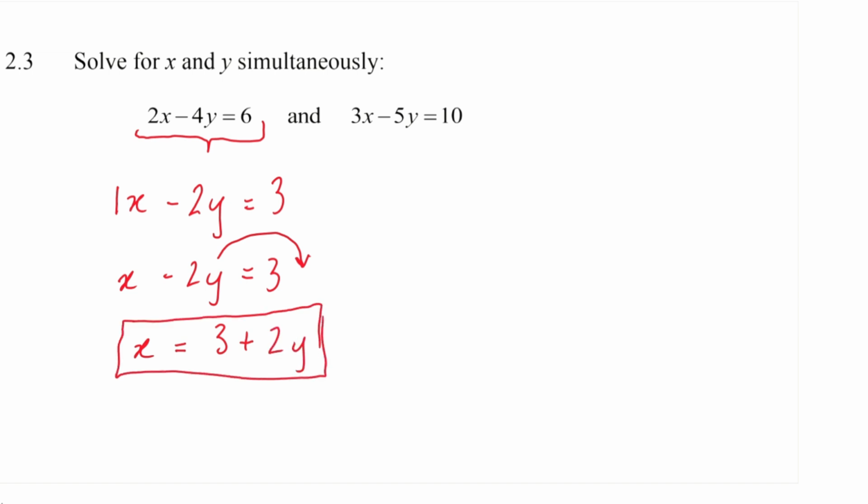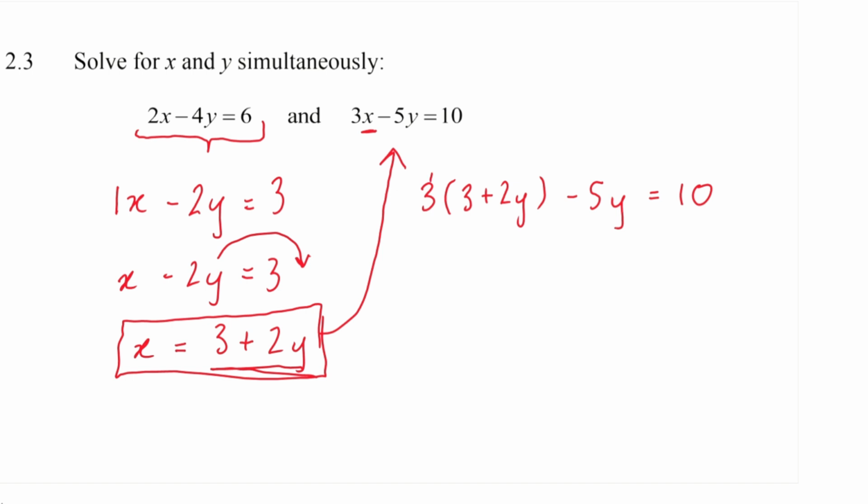Perfect. Now that we've left a variable alone, we can substitute it in the equation that we did not use. So wherever we see x, we substitute the equation 3 plus 2y. So that equation becomes 3 into 3 plus 2y minus 5y is equal to 10.